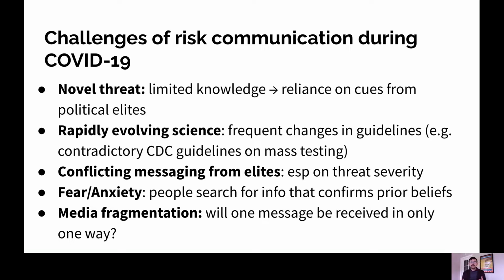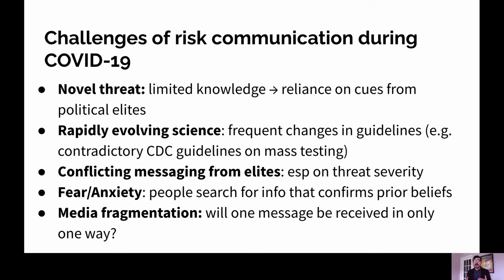For example, the CDC guidelines on mass testing that affect decisions institutions make about how many people they're going to test, or whether they're only going to test symptomatic cases, are kind of contradictory. And they seem to go against things that the CDC had said before. Why is that? It's not entirely clear.